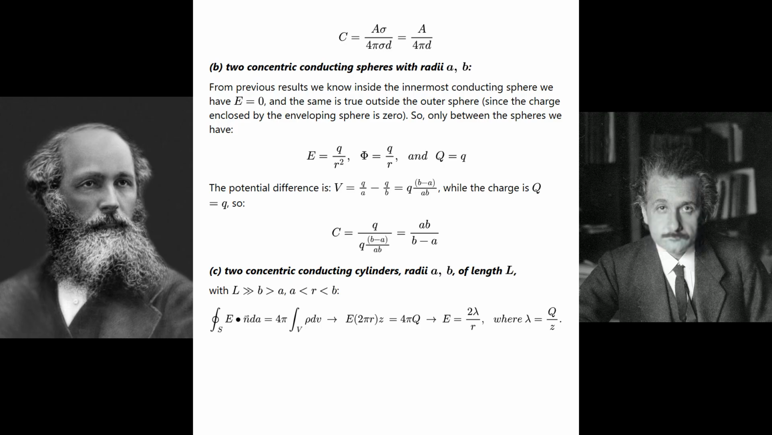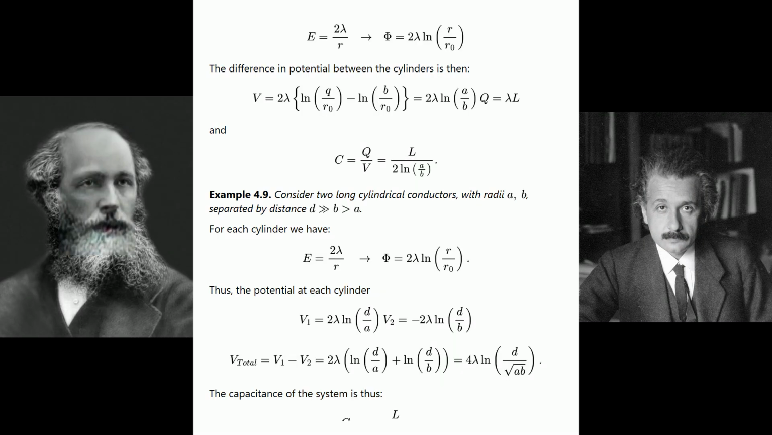C. Two concentric conducting cylinders, radii a, b of length L, with L much greater than b, and a less than r less than b. See the next equation. See the equation shown. The difference in potential between the cylinders is then, see the next equation. And C equals Q over V equals L over 2 natural log of b over a.